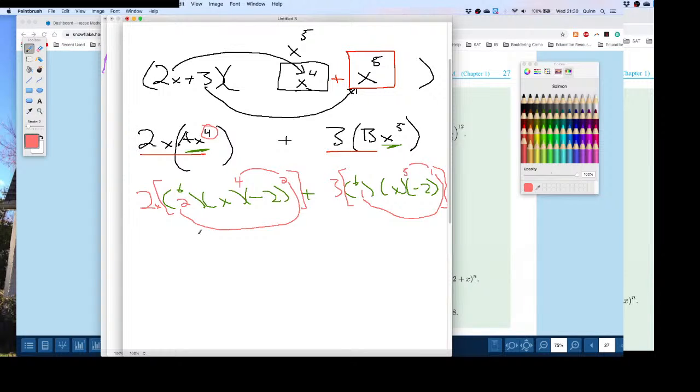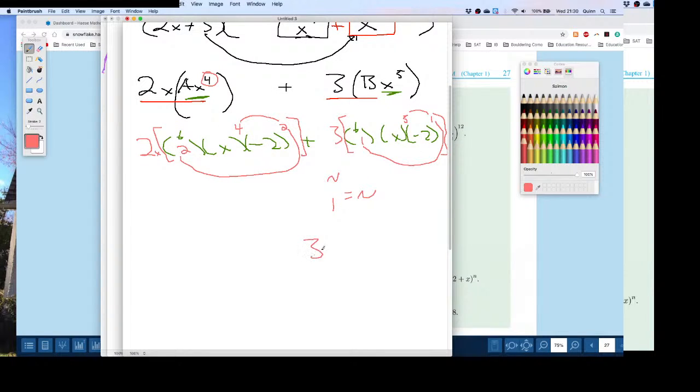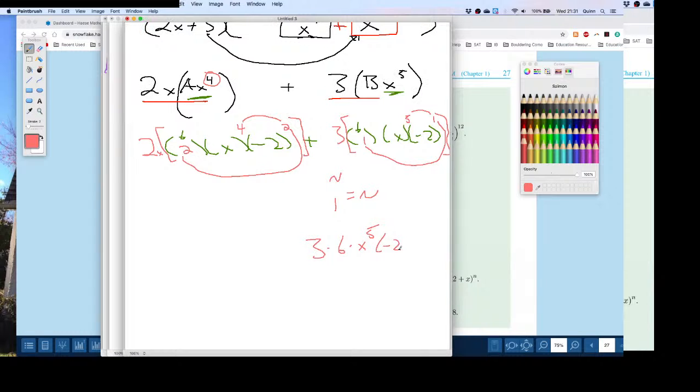And now, we can find 6 choose 2 with the n choose r, or the Pascal's triangle, or whatever the case is. I know that if you ever have n choose 1, you get n. So 6 choose 1 should be 6. All right. So we have 3 times 6 times x to the 5. And then you have -2 to the power of 1, so that's -2. That one's the easier one to do.